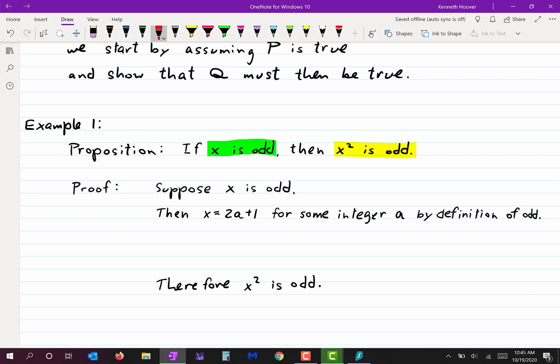I have cemented the value of a here relative to x. A is the number that I double and add 1 to in order to get x. So x squared cannot also equal 2a plus 1, so I'm going to have to choose a different letter. Let's say 2b plus 1. Okay, so before the last line, I'm going to want to have the line: then.